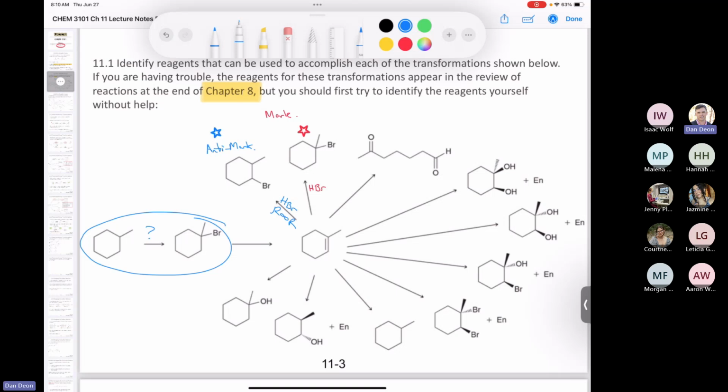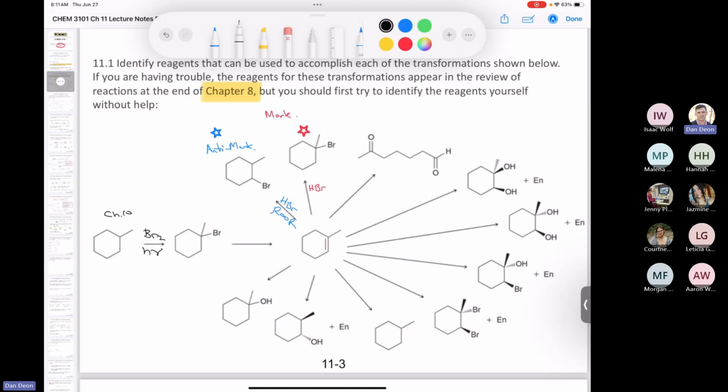What would I need to do this reaction? I'm starting with an alkane, and I want to make an alkyl halide. Can anybody tell me what I would use for that reaction? It's a reaction we would have seen in chapter 10. Exactly. We're going to use bromine to do that. So we're going to need some bromine and light. And again, that was covered in chapter 10. So we looked at radical bromination.